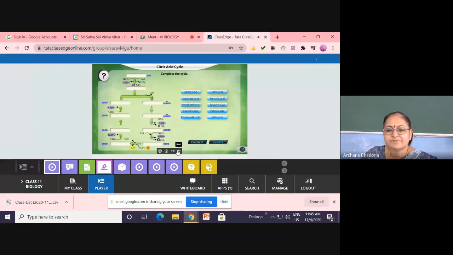Click a tab and click the correct slot. Okay, this we will not do.